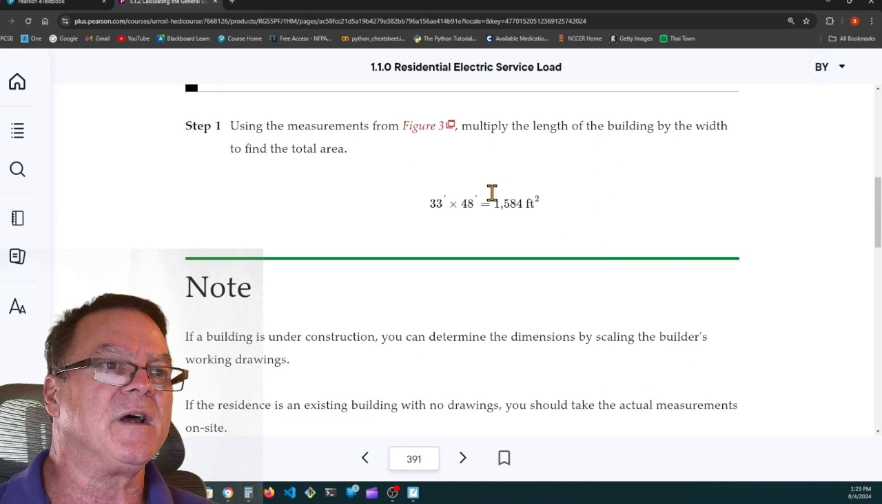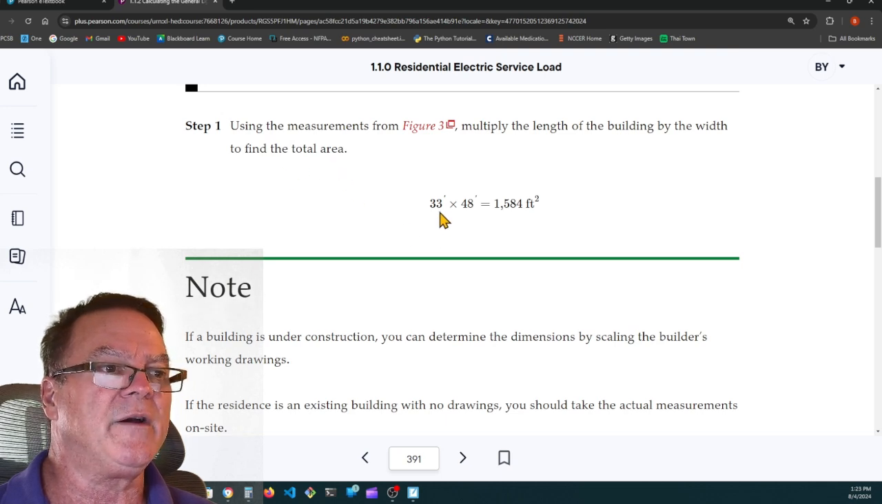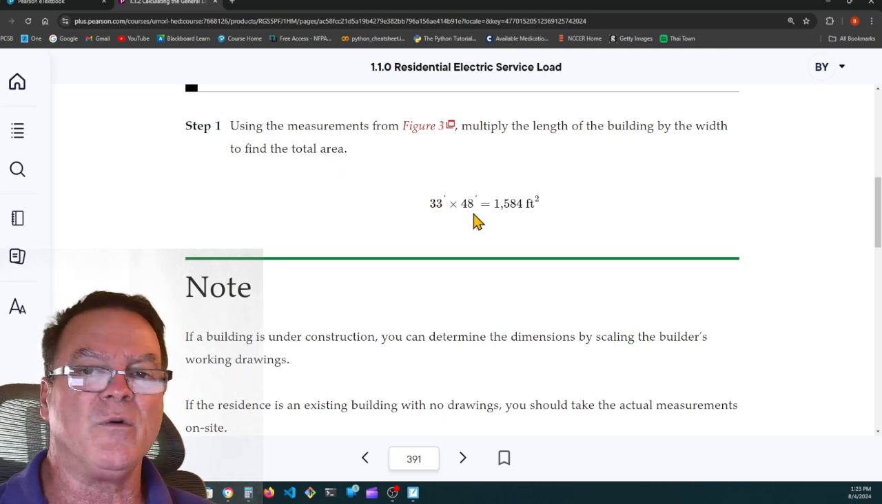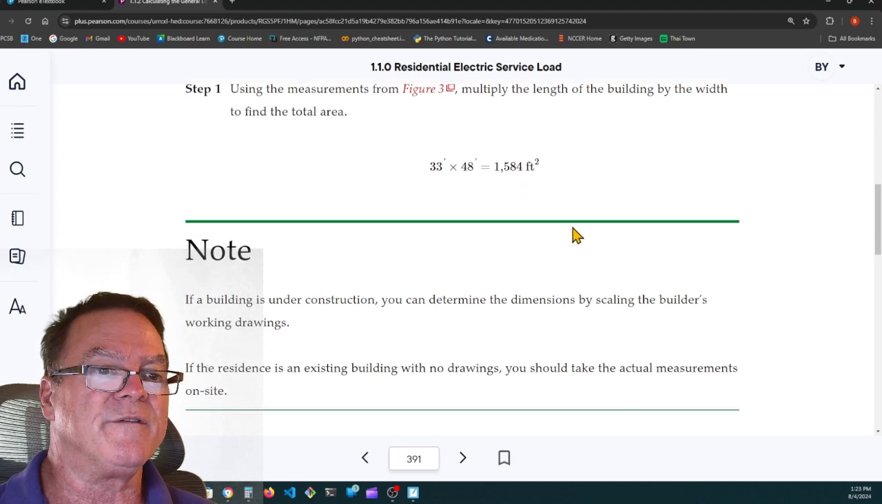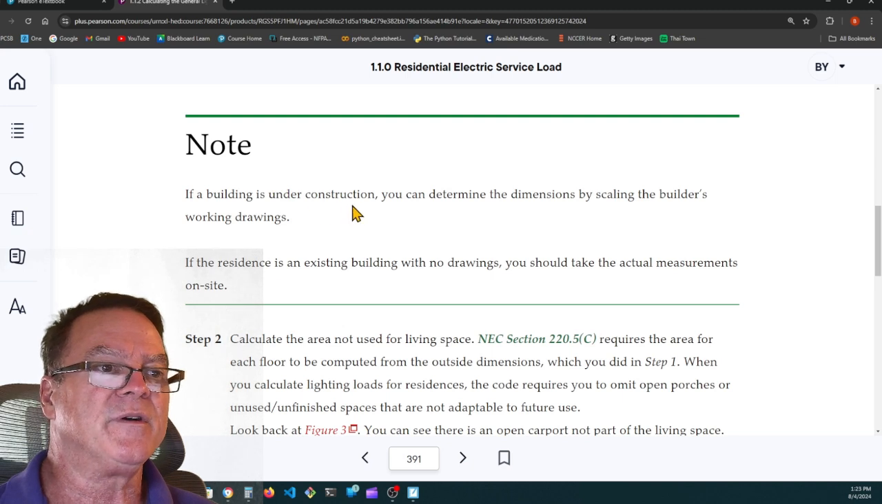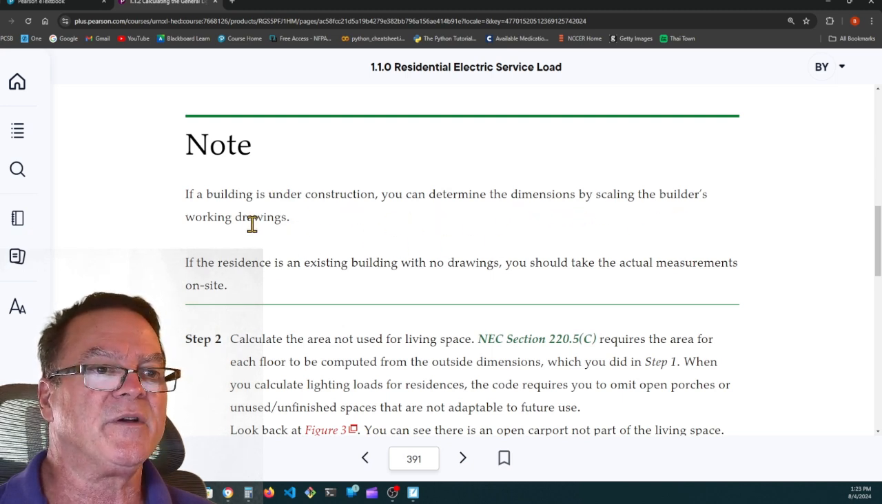So here it says, using the measurements from figure 3, multiply the length of the building times the width to find the total area. And they said it was 33 feet by 48 feet. That's 1,584 square feet. Note if a building is under construction, you can determine the dimensions by calculating the building's working drawings.